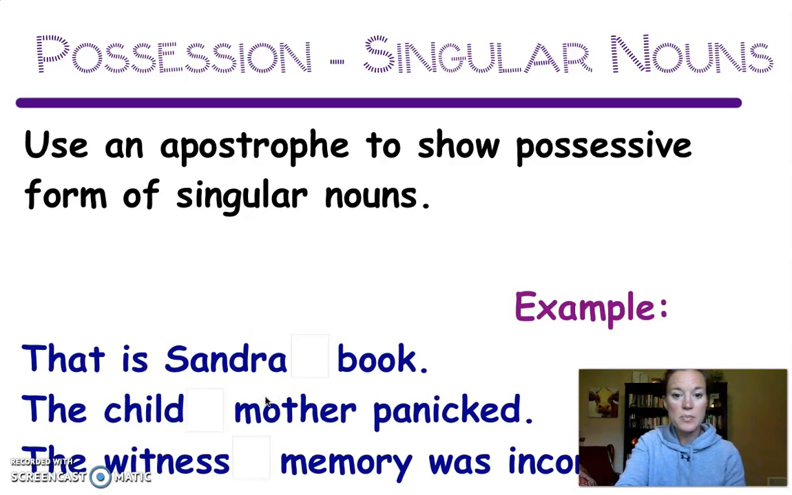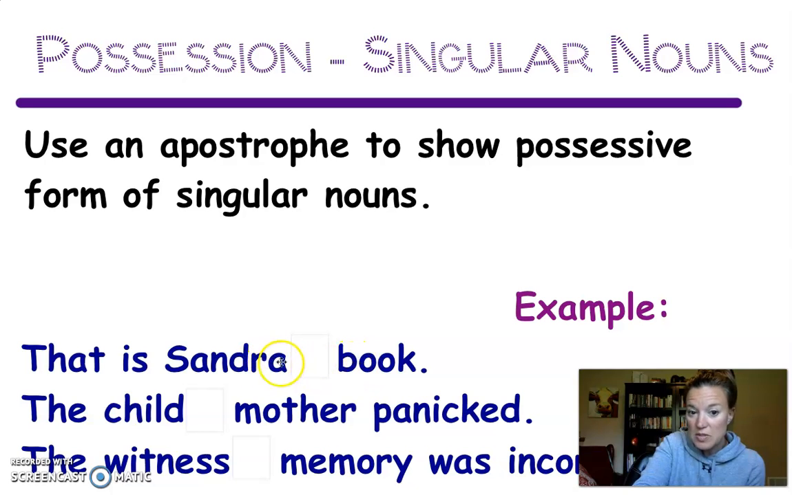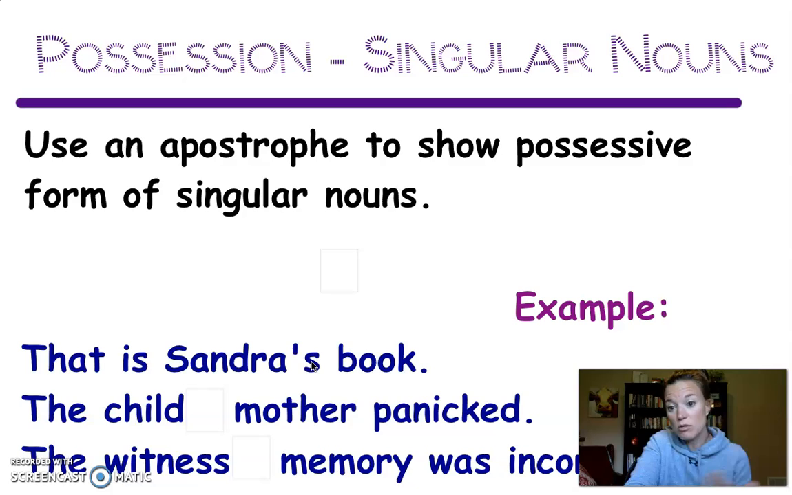Here are some more examples. That is Sandra's book. The book belongs to Sandra, so I add an S to it. But if I only add an S, if I don't add the apostrophe, it looks like there's more than one Sandra. That's not what I'm saying. Nope, I'm saying the book belongs to Sandra. So the apostrophe lets my reader know that this S is not showing that there's more than one. It's showing that the book belongs to Sandra.